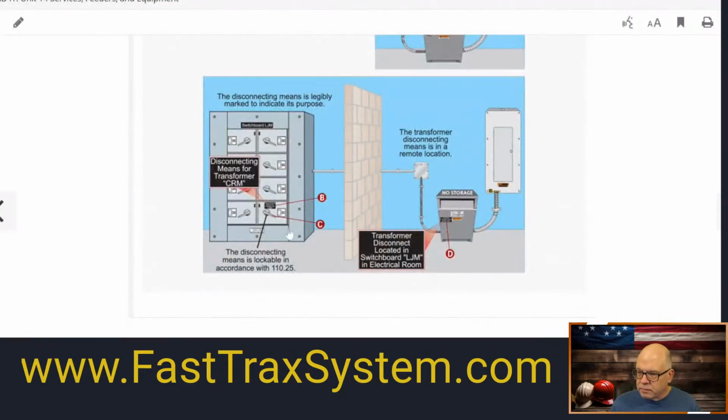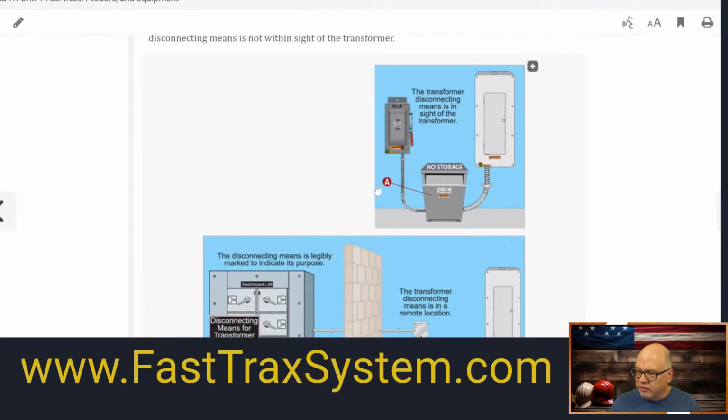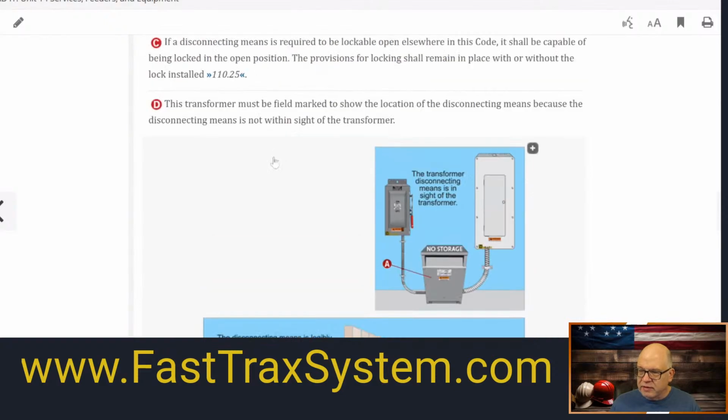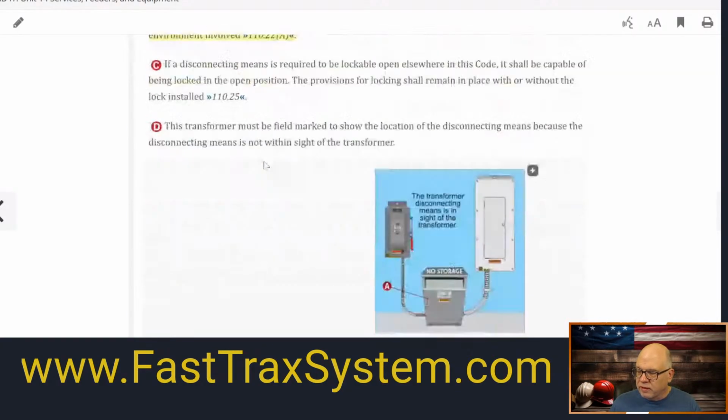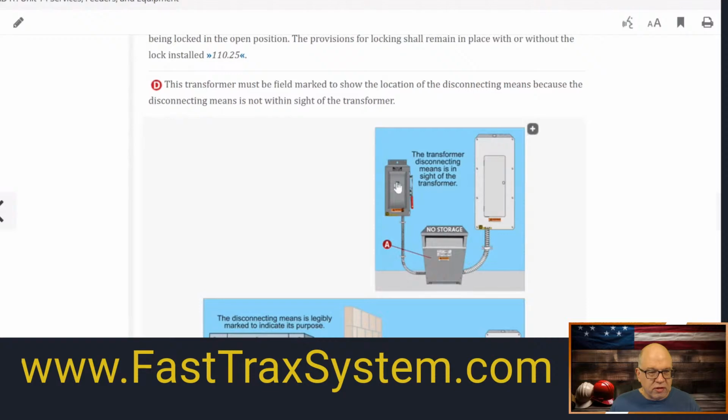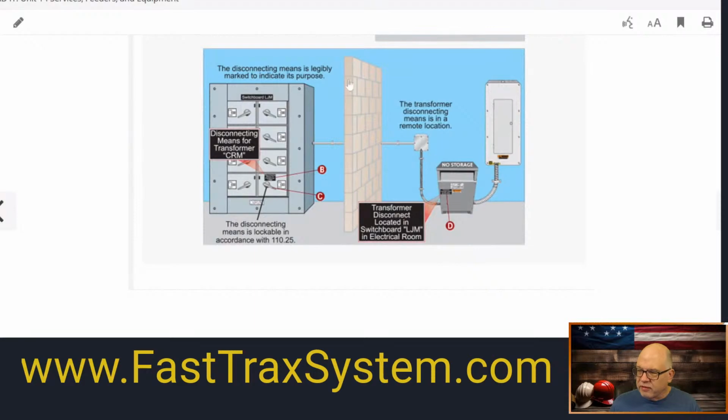Now, also you can see the callouts down here in our program. So A, for example, you've got all these callouts. So here's A, just showing you talking about the labels and within sight and all this. So obviously this disconnect here is within sight. Okay, not a big deal. This is an example of where it would not be in sight. Okay, so it's running through and it's in another room. And so it's not here, but here's that label. And that is telling you where this transformer's disconnect is located.